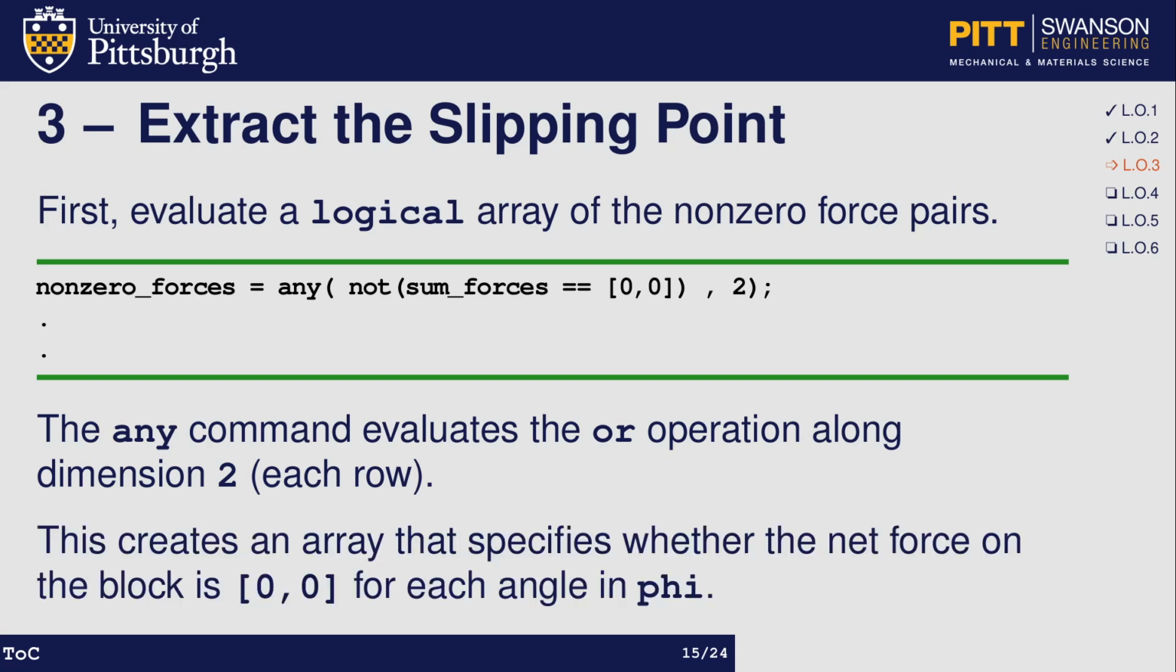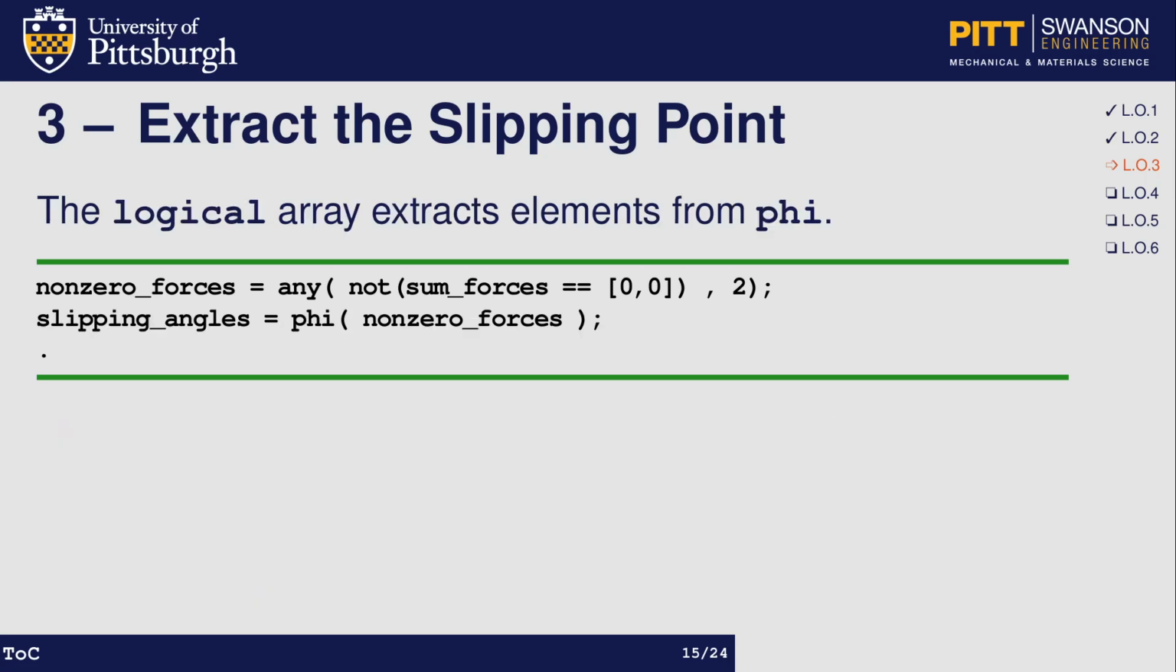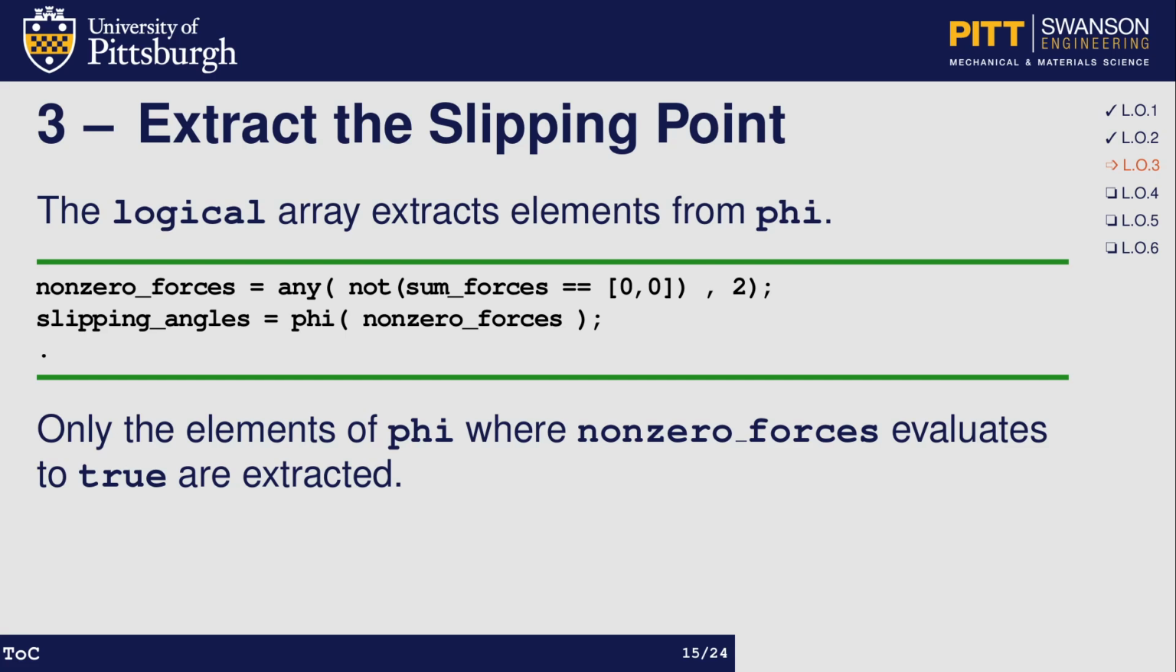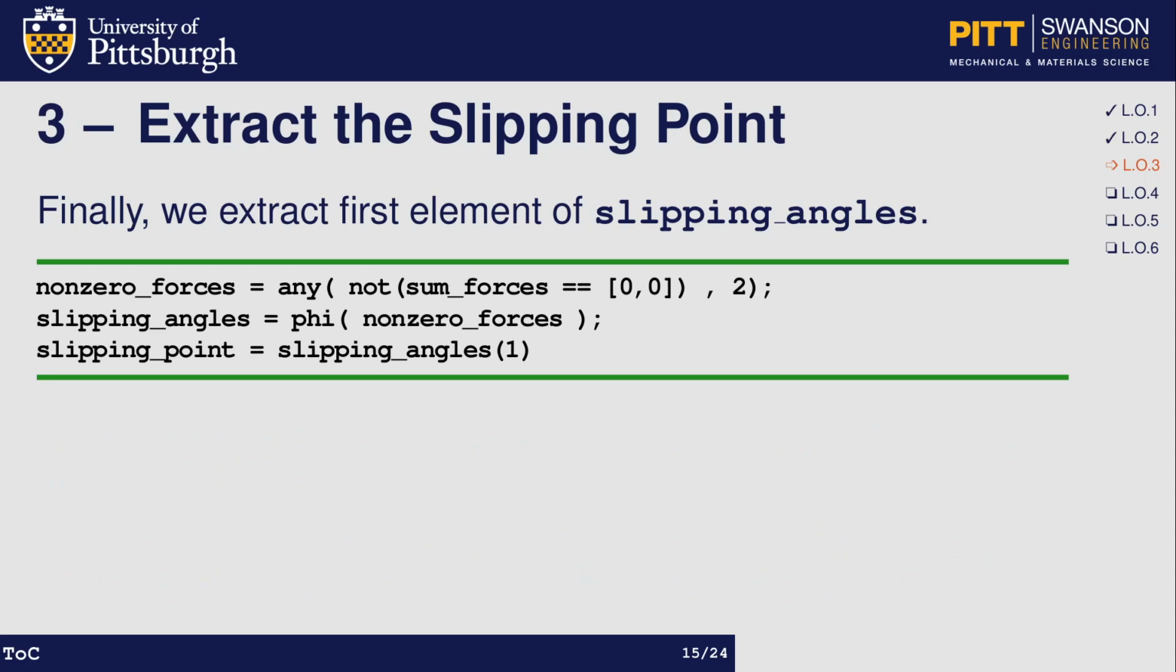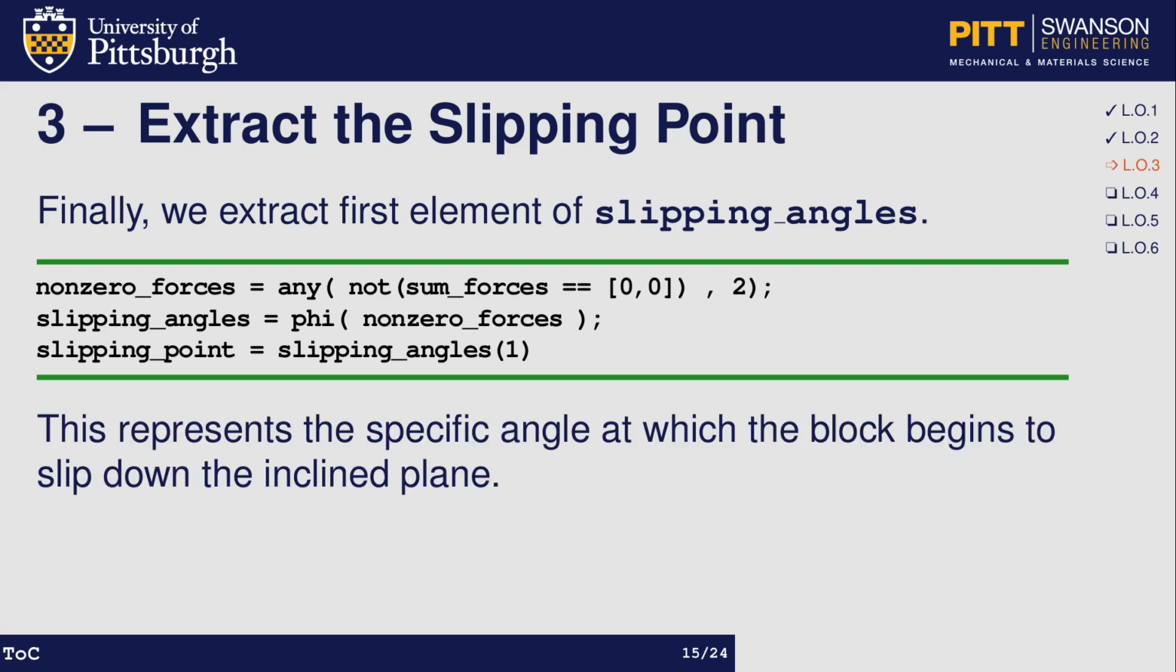This creates a single array that specifies whether the net force on the block at angle index I is 0 or not. This logical array can then be used to extract values from phi by using it as an index. Only the elements of phi where the array evaluates to true are extracted. So, in other words, the slipping angles array contains only the angles where the block is slipping. Finally, to extract just the first element of the array, we use the index 1, because that specifies the point at which the block begins to slip down the inclined plane.